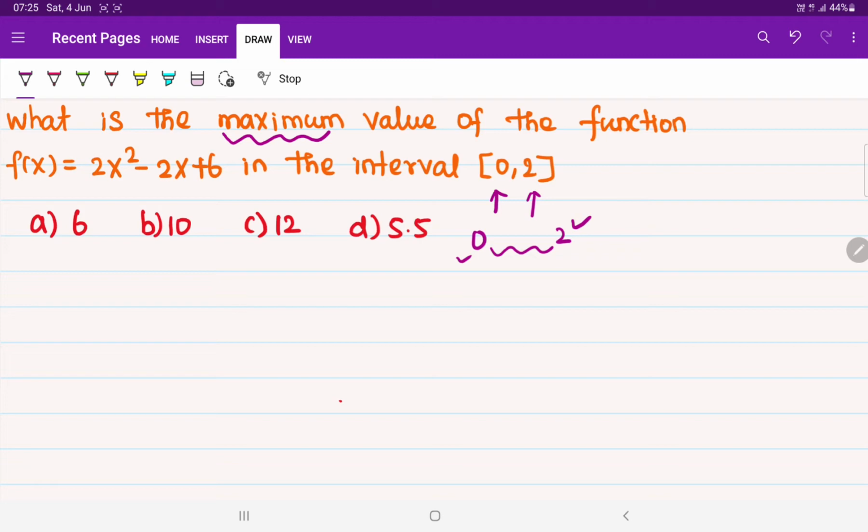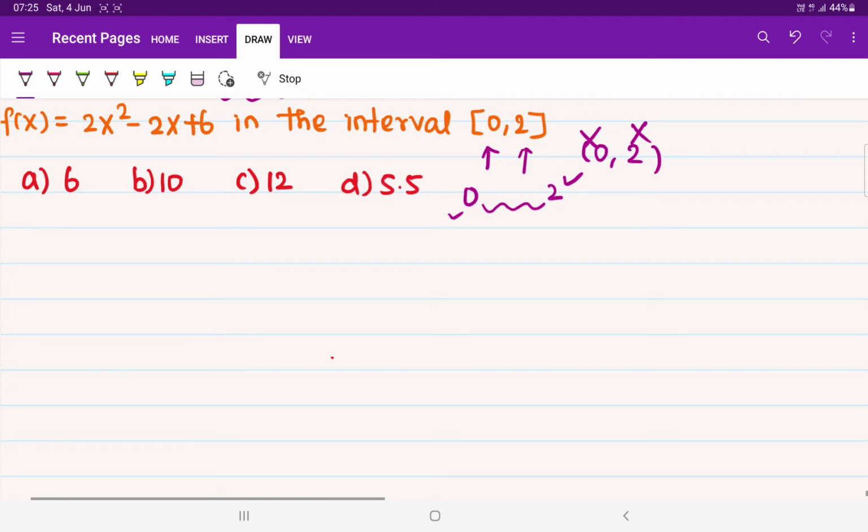Including these two values, you have to obtain at what point this given function gives the maximum value for us. What is that maximum value? That we have to identify. Suppose it is defined as an open interval. Open interval means you can consider all the values between 0 and 2 and check whether the function has a maximum value or not. But you should not consider the starting and ending interval values. But you can consider all other values between 0 and 2.